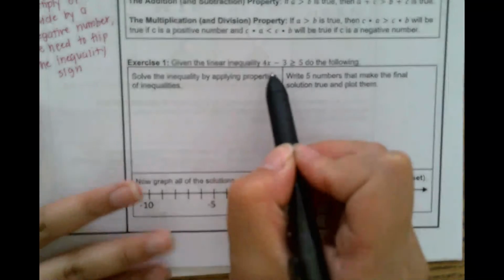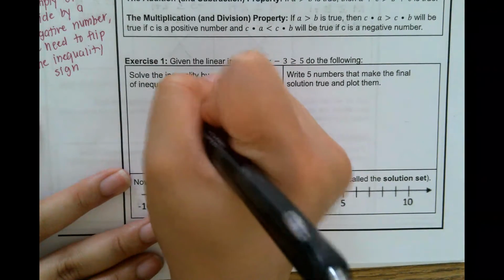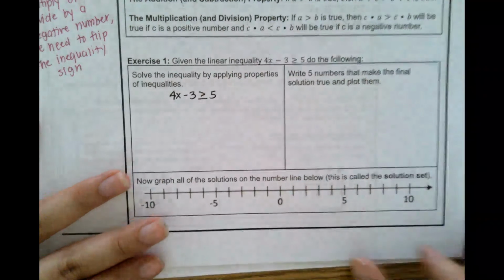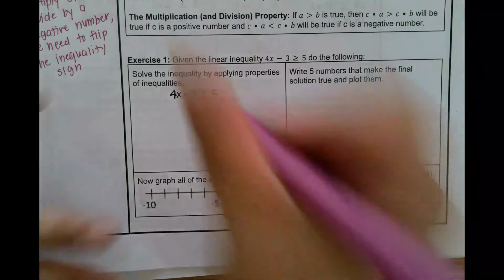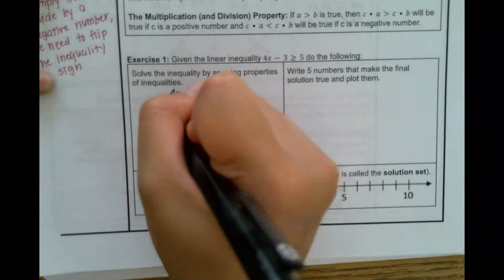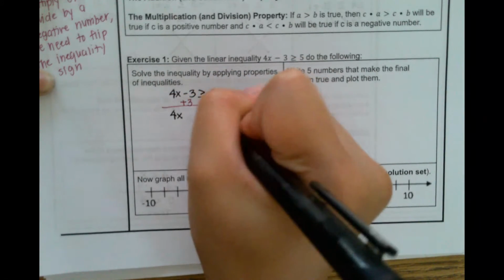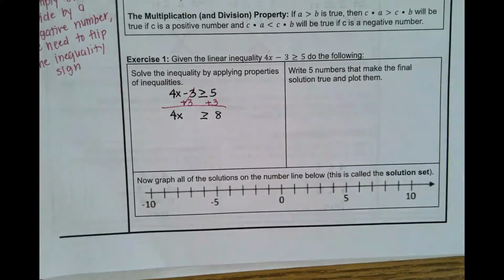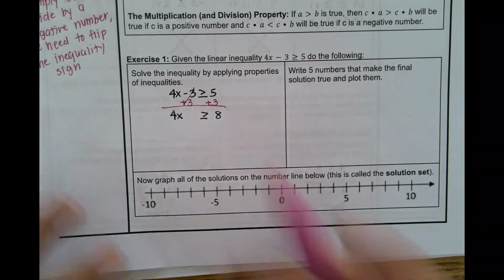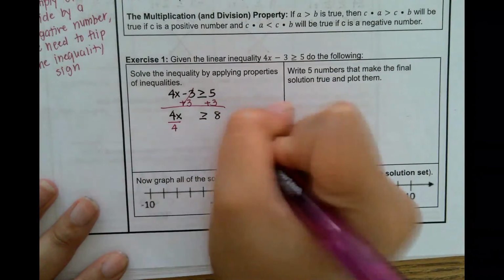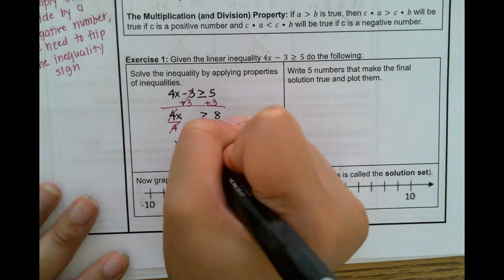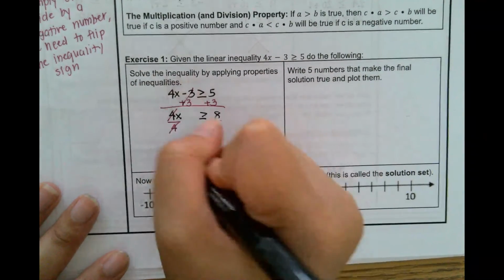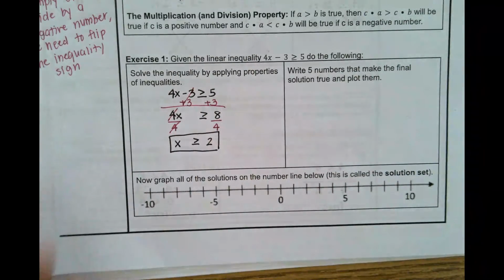Okay, so here we go. We're going to solve the inequality 4x minus 3 is greater than or equal to 5. I'm going to do it the same way I would do an equation. I'm going to get rid of that minus 3 first by adding 3 to both sides. This gives me 4x is greater than or equal to 8, since negative 3 plus 3 is 0, and 5 plus 3 is 8. Then I'm going to get rid of the times 4 by dividing by 4. 4 divided by 4 is 1, so 1x is greater than or equal to 8 divided by 4, which is 2, and so this is my solution.